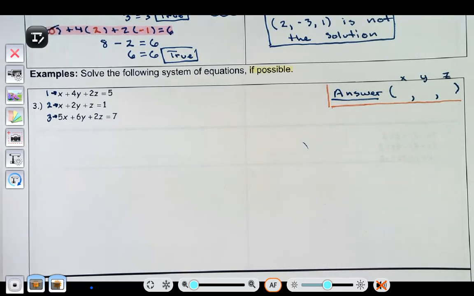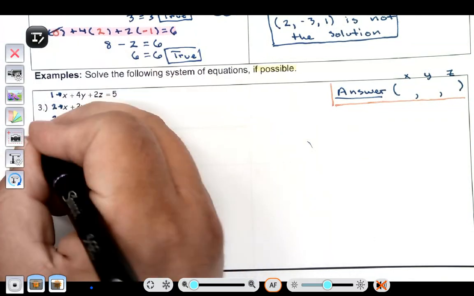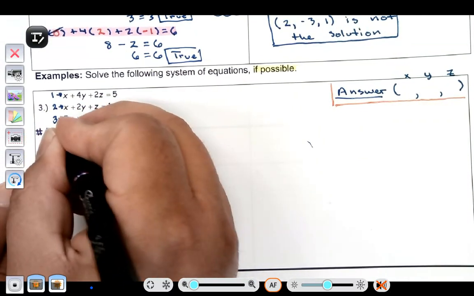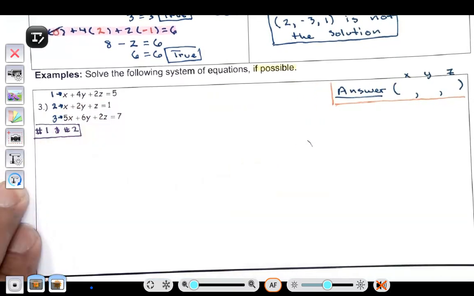All right, let the process of elimination begin. The one I'm going to work with first is equation number 1 and equation number 2. You can only work with 2 at a time. So I'm going to start there.